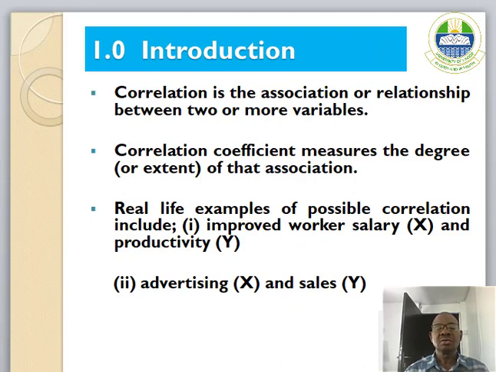Introduction. What is correlation? Correlation is the association or relationship between two or more variables, while the correlation coefficient measures the degree of that association. Real-life examples of correlation include things like improved workers' pay and productivity, and advertisement and sales. That is, if you increase advertisement and make some more sales, that means advertisement is related to sales.